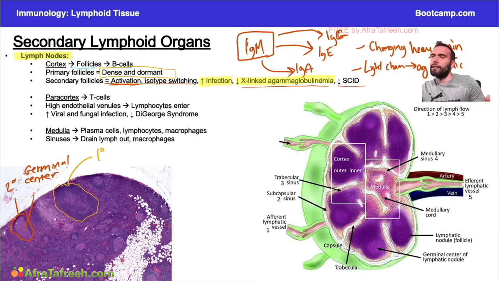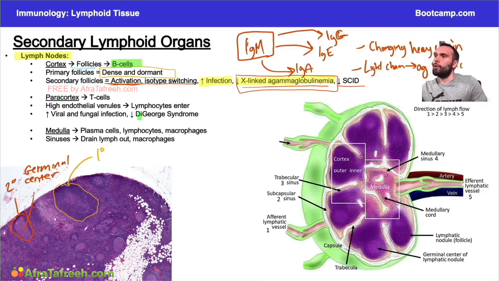But this classically gets asked about with X-linked agammaglobulinemia because this primarily just affects B cells, whereas T cells tend to be spared here, and so that's why they like to test that. Again, big point here, follicles, B cells, germinal centers are going to be very classic for activated B cells likely undergoing isotype switching. Classically going to see more of this in the setting of an infection, less of this with diseases that prevent B cell maturation.